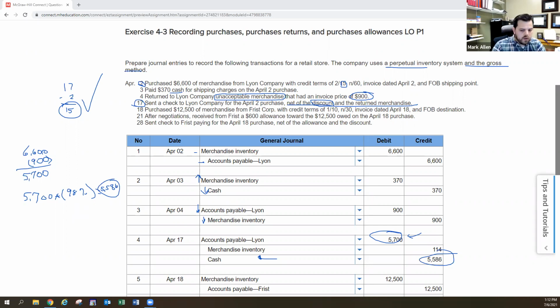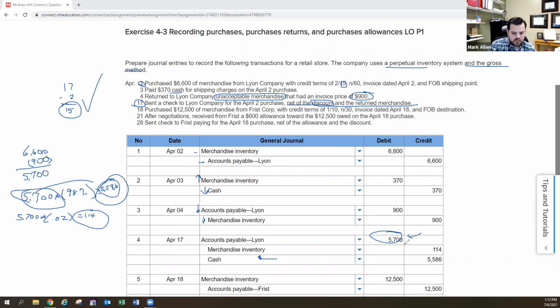Now, the next number, the actual 114, there's 2 ways to get this. You could take the 5,700 times the actual amount of the discount, 0.02. And when you do that, that is 114. The other option, of course, is to just take the difference between 5,700 and 5,586, because I know that the amount that I owe is the 5,700 in total, but I'm actually only having to pay 5,586, which means the remaining piece of that must be going to that discount.